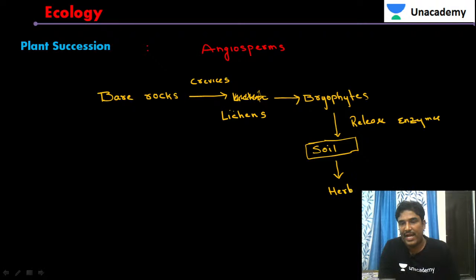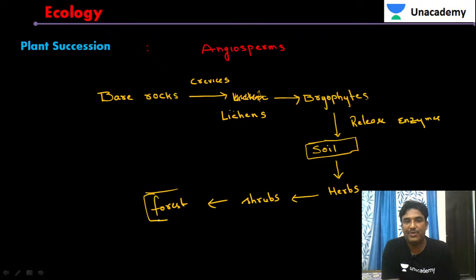After herbs, the formation of shrubs took place, and finally it developed into a forest. This forest includes all the dominating plants like angiosperms. Like this, this is called plant succession. This is how plant succession takes place. It is not completed in a single day. It took some years. It is a years-to-years process altogether.